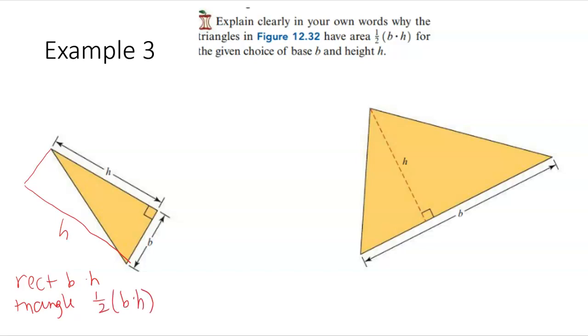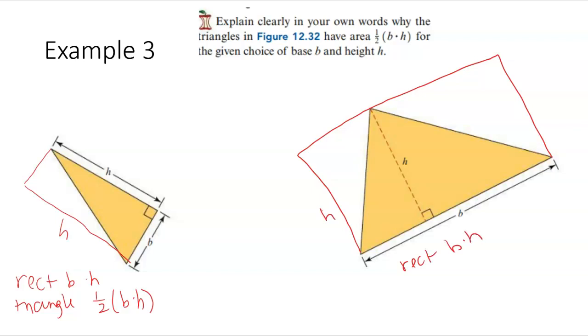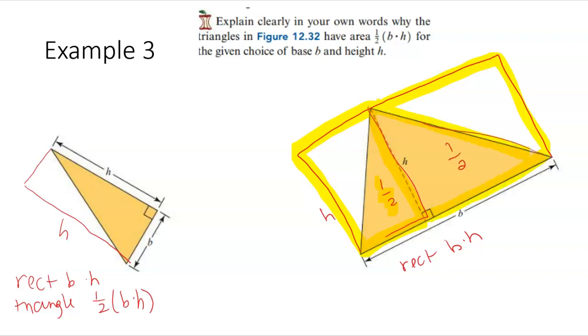Let's look at this one. Now, there's a couple different ways I could do this, but I'm going to enclose this into a rectangle. And then I'm going to look at this as the rectangle, B times H, and just look at this in pieces. This piece here, my shaded part, is covering half of this rectangle piece. And over here, this shaded part is also covering half. So altogether, this triangle is covering half of the area. So my triangle is 1/2 base times height.